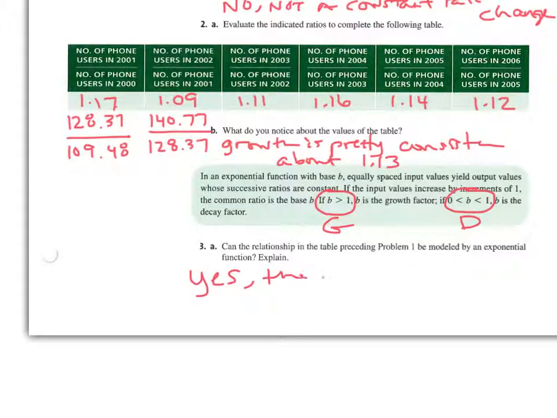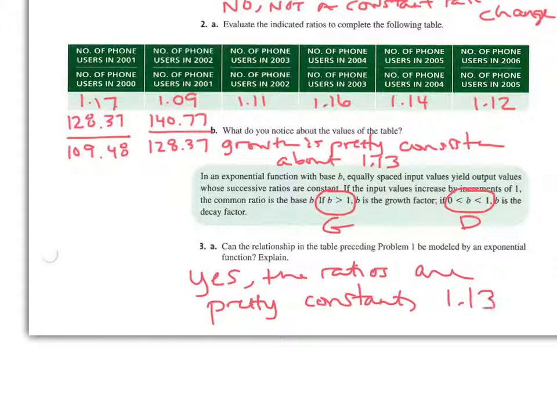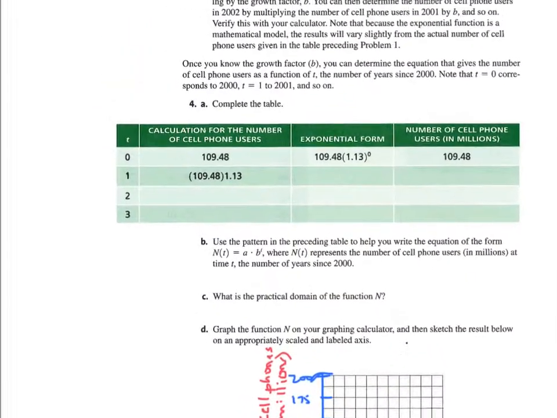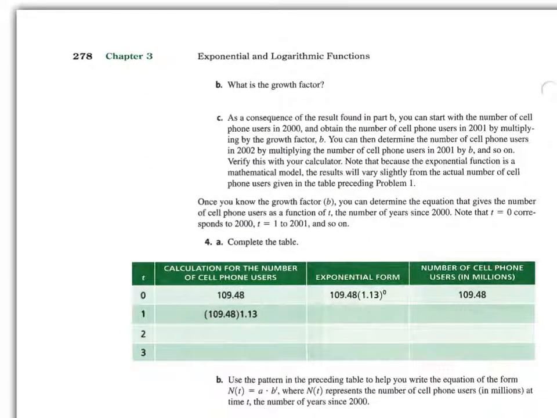Okay, the ratios are pretty constant at 1.13. So we can say that we can use an exponential equation for this. So we just actually answered the next question. Okay, what is the growth factor?